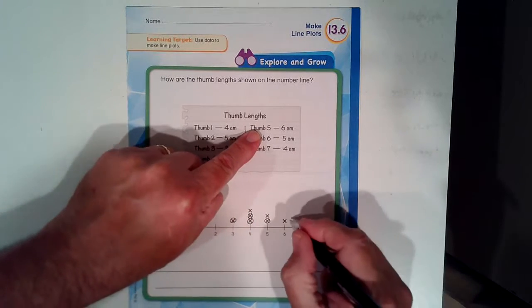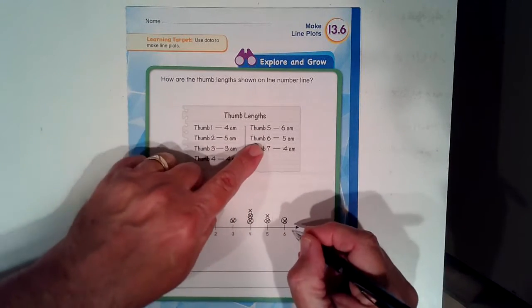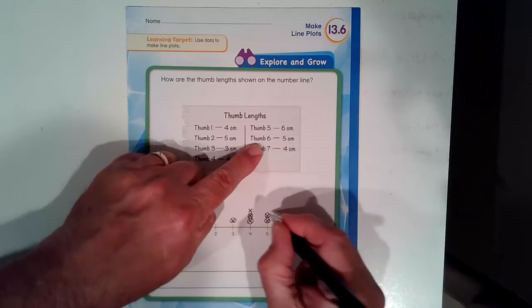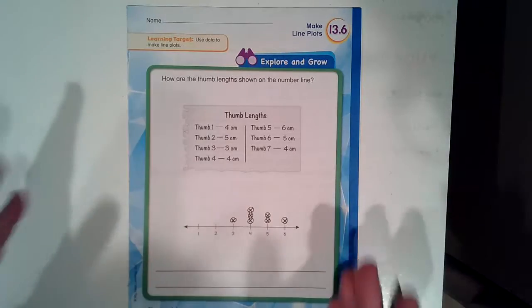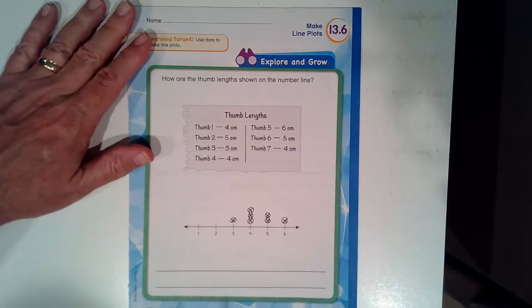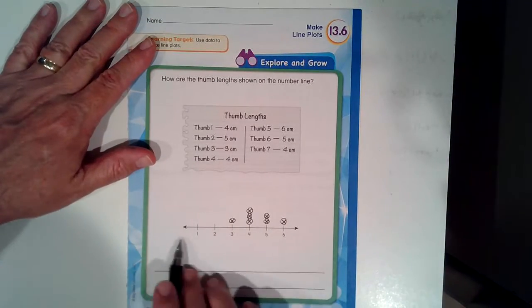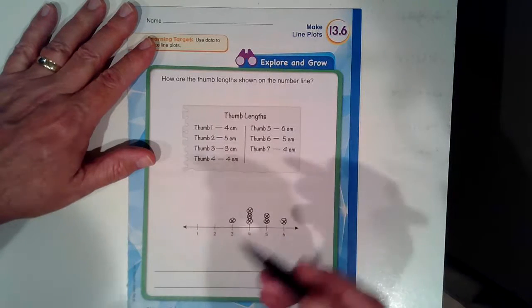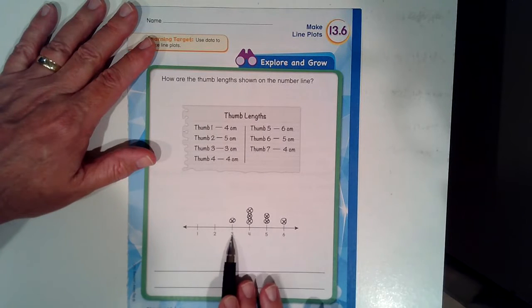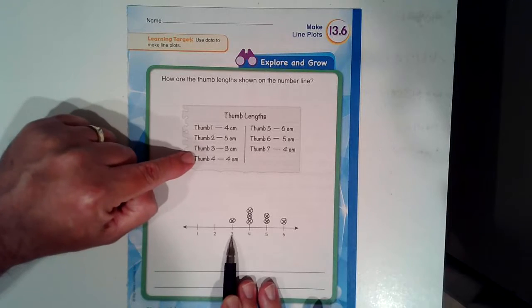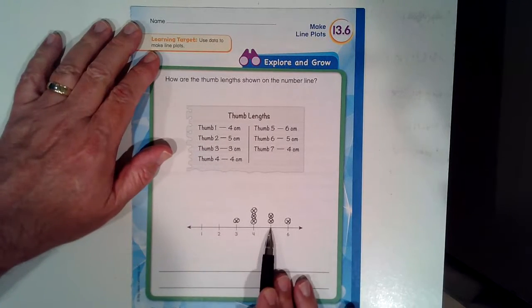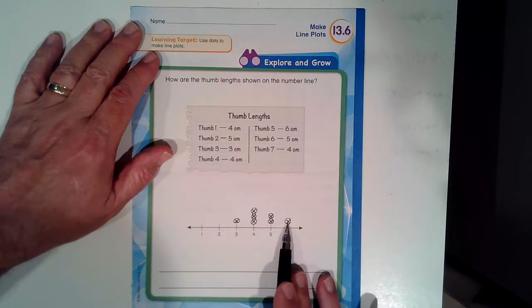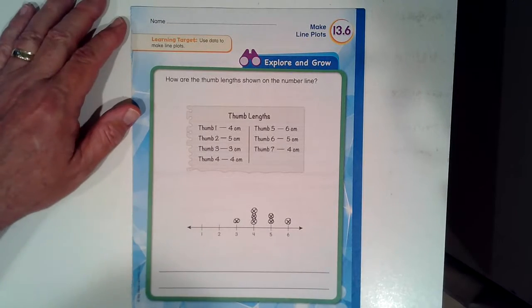Thumb number 5 is 6. Thumb number 6 is 5. And thumb number 7 is 4. So all of the thumbs, the measurements are here. These are all centimeters. And there was 1 that was 3 centimeters, 3 that were 4 centimeters, 2 that were 5 centimeters, and 1 that was 6 centimeters.